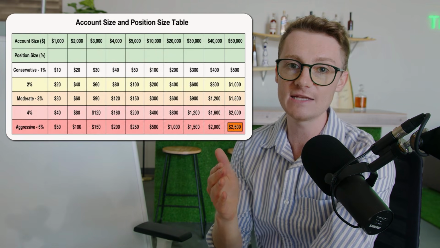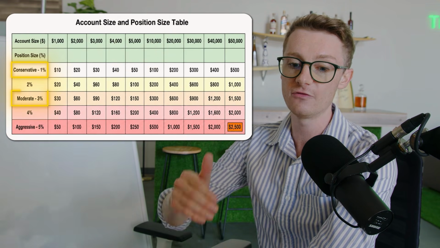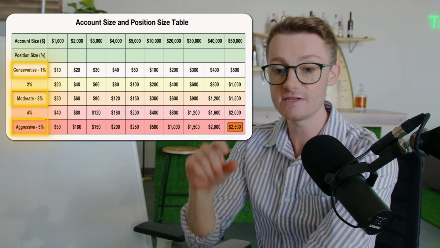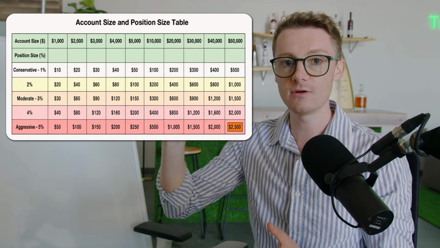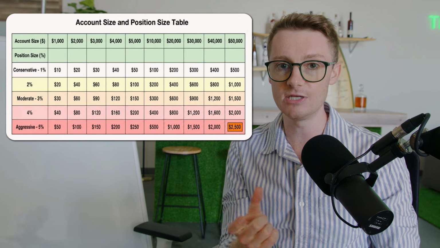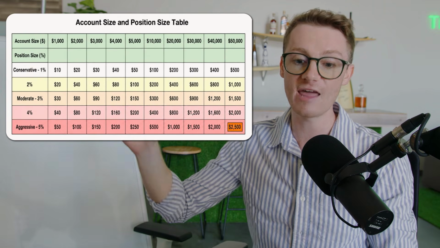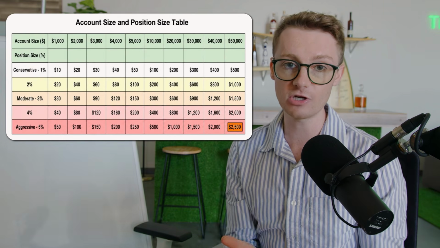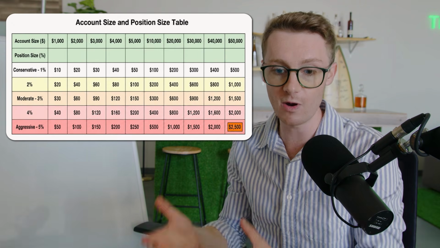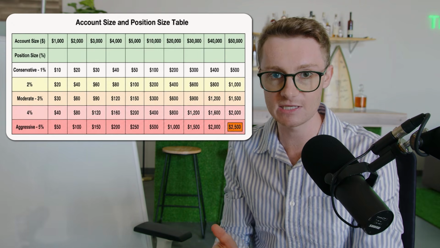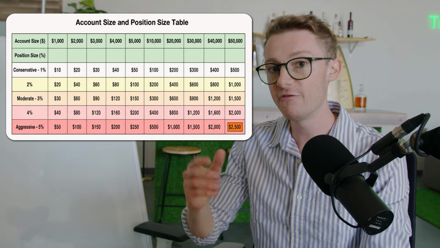Now on the left-hand side, you can see conservative, moderate, and aggressive. Now this is going to be percentage per position. This just means that out of your account, how much capital are you going to put into each trade? So if you had 10,000 and you want it to be conservative, you trade with 1%. Or if you have 1,000 and you want to be conservative, you trade with 1%. But this is a very realistic scale. 1, 2, 3, 4, 5.